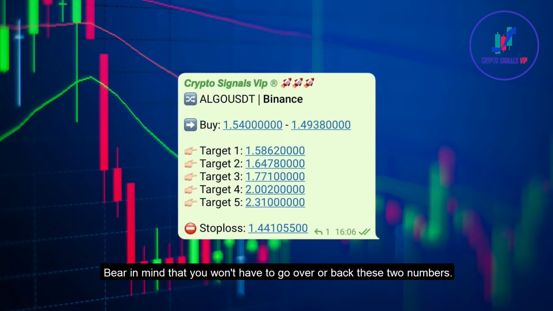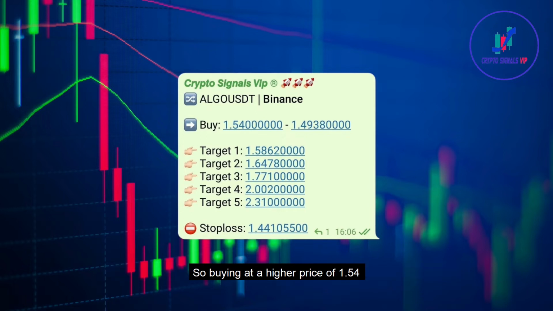Bear in mind that you won't have to go over or under these two numbers. So buying at a higher price of 1.54 will not be as useful, and it will not be worth buying at a lower price. Below we will find the sales targets, starting from target 1 up to target 5. These figures will serve us to set up trading. Obviously, if we position ourselves on target 1, we will be more likely to close, while moving forward to targets 2, 3, 4, and 5, the chances will decrease.